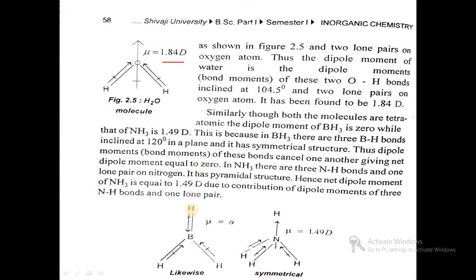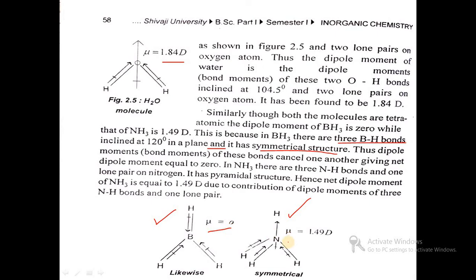Similarly, another example, BH3 and NH3. In case of BH3, the dipole moment is 0, because in BH3 there are 3 B-H bonds which are inclined at 120 degrees in a plane, and it has a symmetrical structure like this. So dipole moment is cancelled and it shows 0 dipole moment.